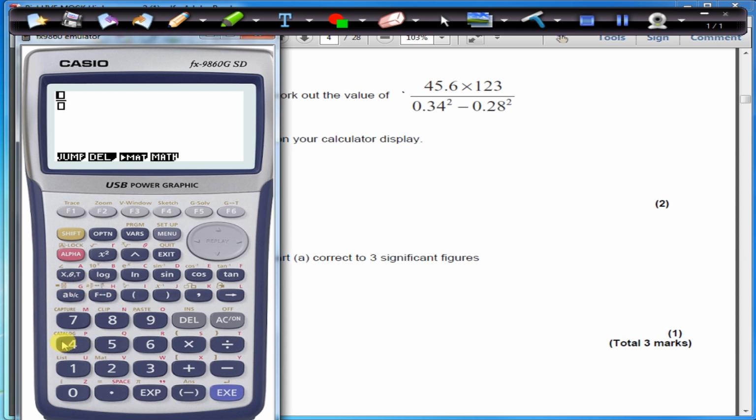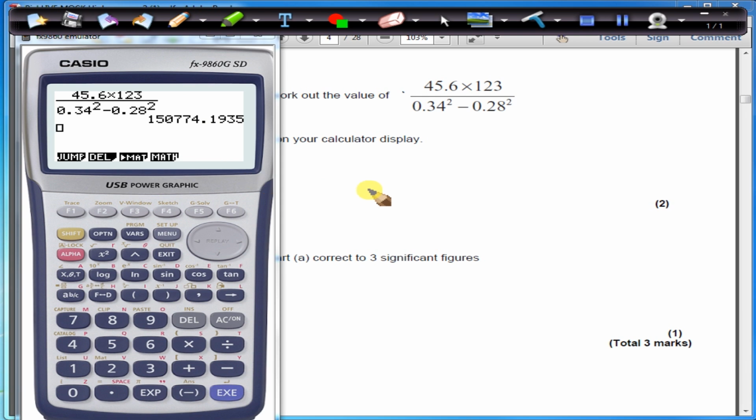We have 45.6 multiplied by 1, 2, 3. You have to press the replay button, it goes to the bottom. 0.34 squared, and minus 0.28 squared. Press equal, and that gives us this number here. So let's get our pen back in. Okay, so we write down all the figures on the calculator display: 150,774.1935 is all of the calculator display.